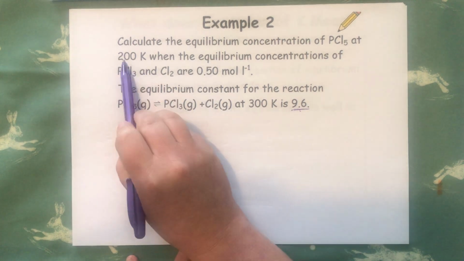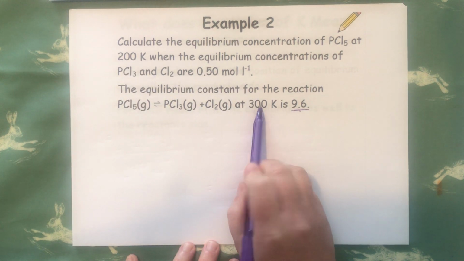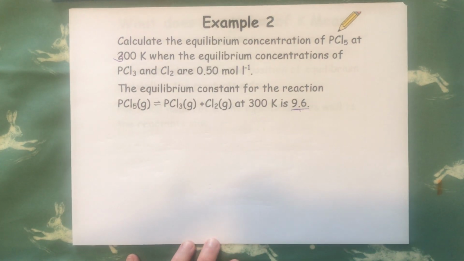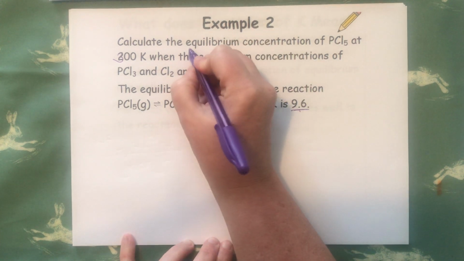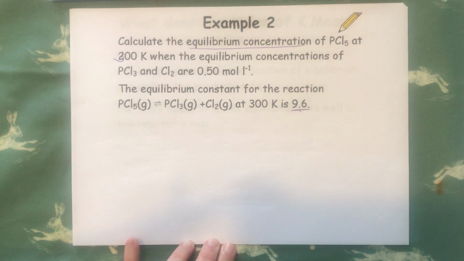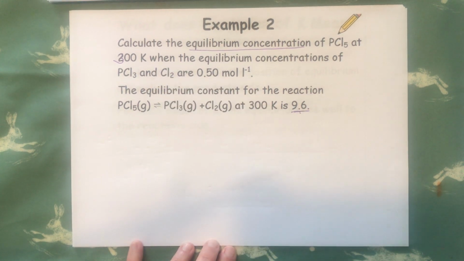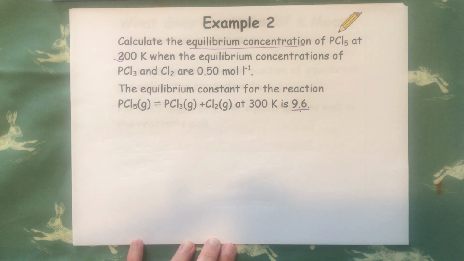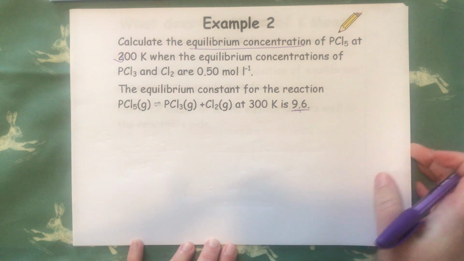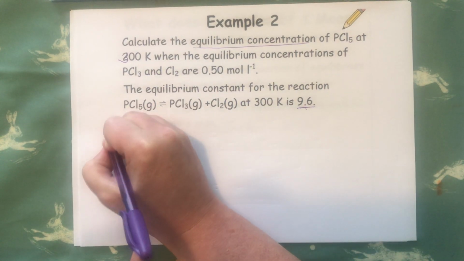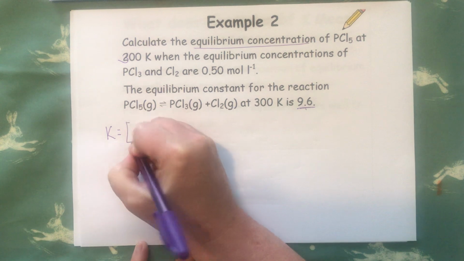I'll just point out a wee mistake here. I've put two different temperatures. They should both be the same temperature. So this time you're calculating the equilibrium concentration of PCl5 at 300 Kelvin, which is something we'll look at in more detail when we look at reaction feasibility, when equilibrium concentrations of PCl3 and Cl2 are both 0.5 moles per litre. So again, just start by writing out your equilibrium constant.